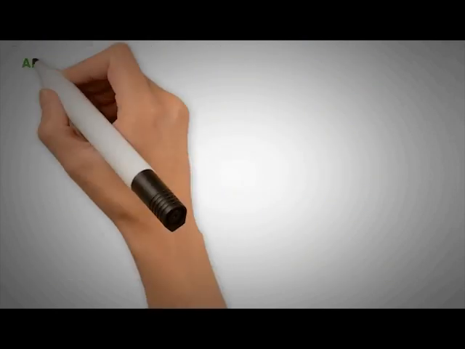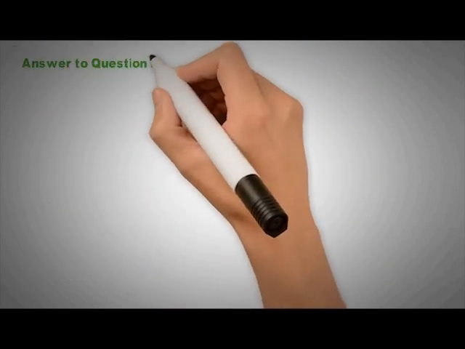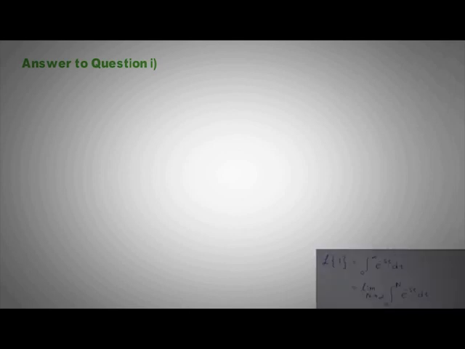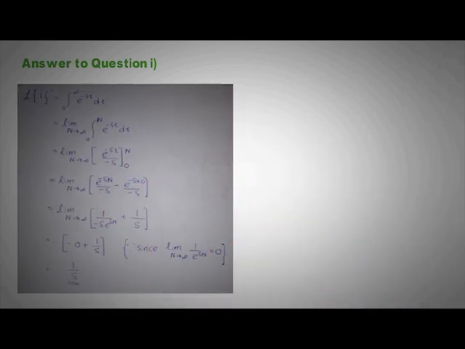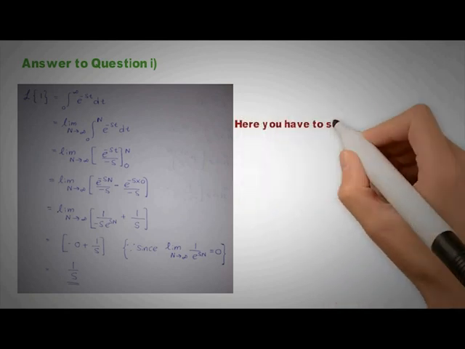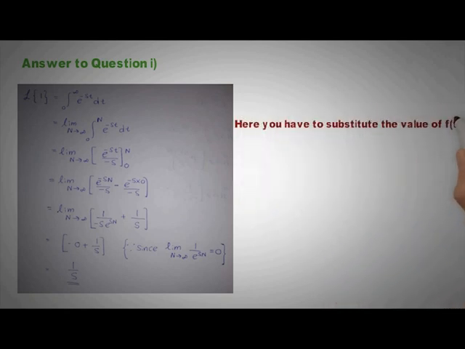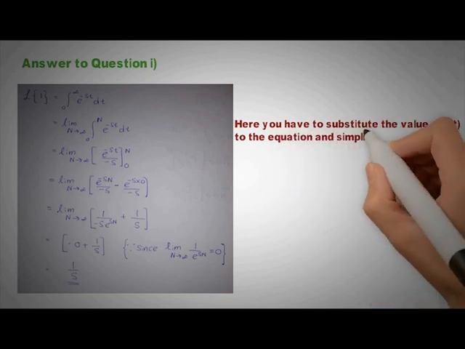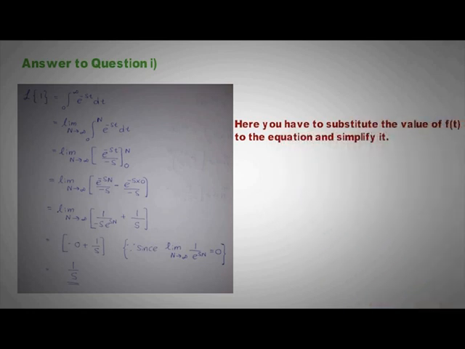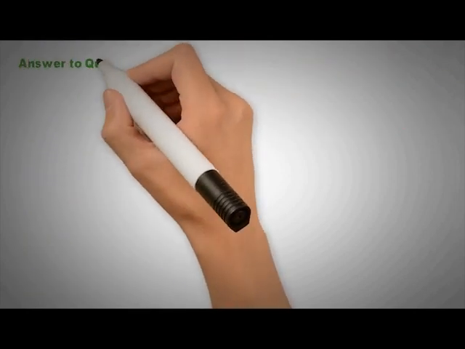This is the answer for question number 1. You have to substitute the value of the function of t into the equation and simplify it. You have to apply the definition of integrals and try to solve them. I think it won't be difficult for you. So let's move on to question number 2. Here is the answer for question number 2.